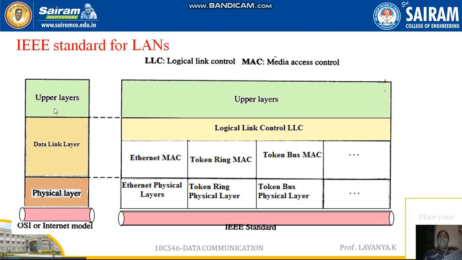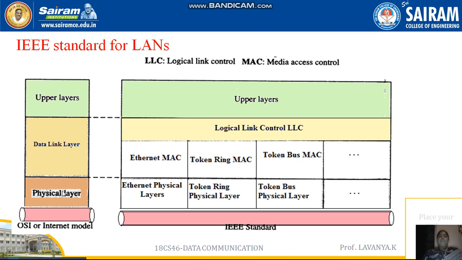The upper layer contains the application layer, presentation layer, as well as the session layer. These three layers are combined into one layer that we call the upper layer, then the data link layer, as well as the physical layer. Now, before we move on to this IEEE standard format, I'm going to tell what the upper layer is and what the physical layer is.